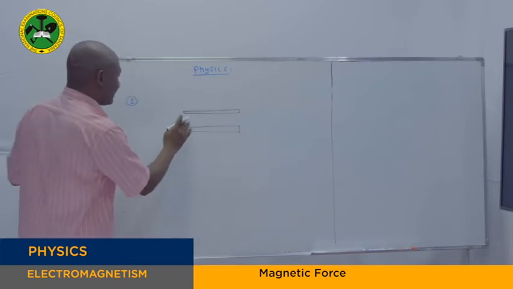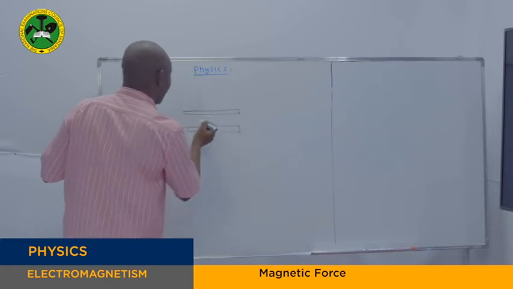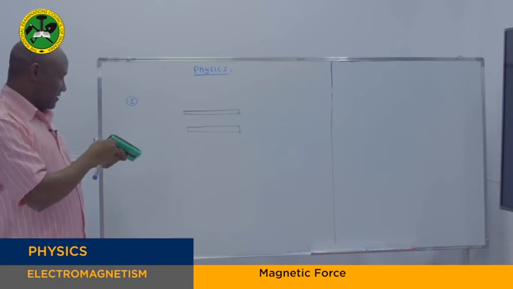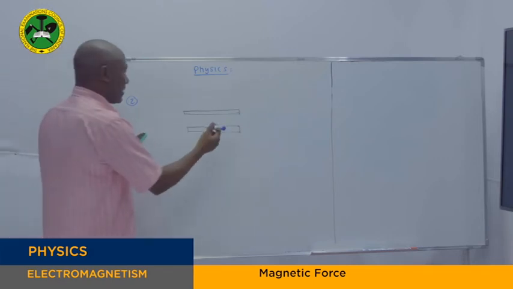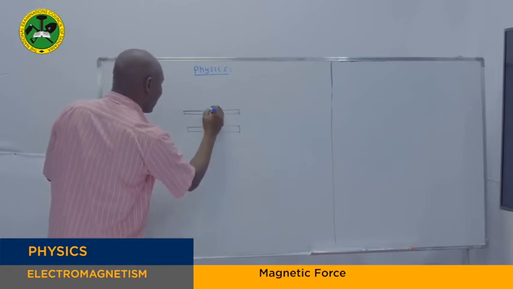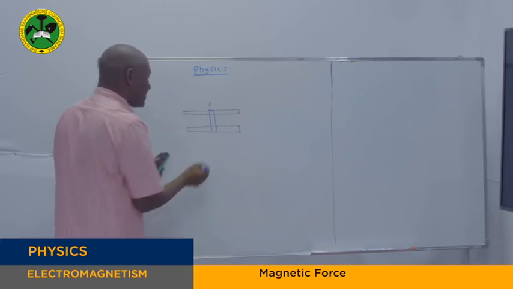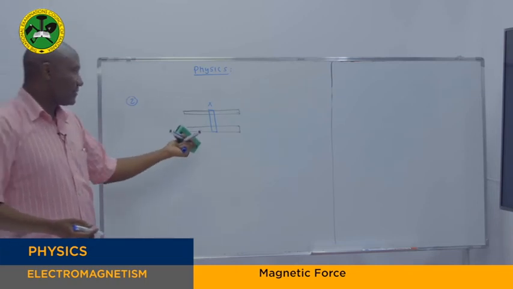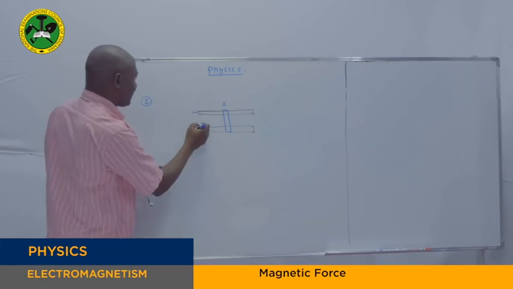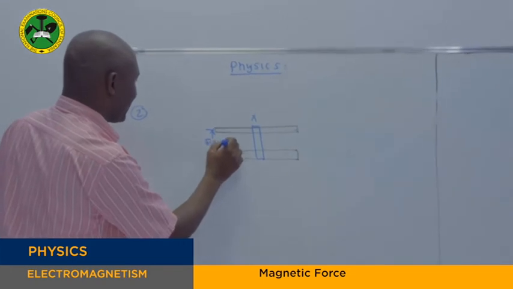These are 2 bars of copper, rails of copper, metals. We have a certain material, bar X, resting on top of these copper rails, and the distance between the 2 is given as 5 centimeters.